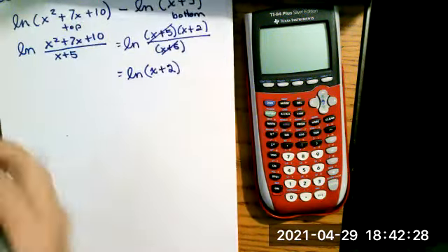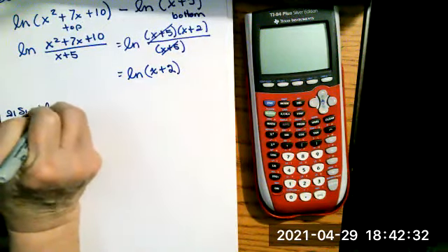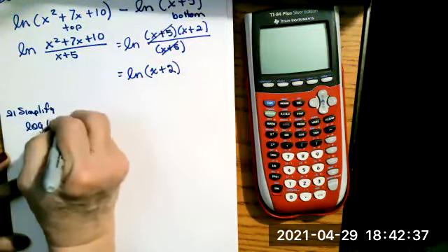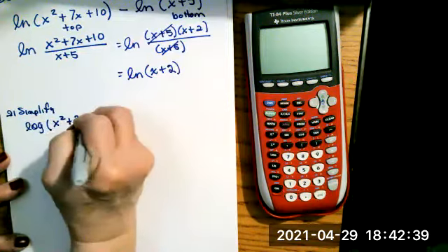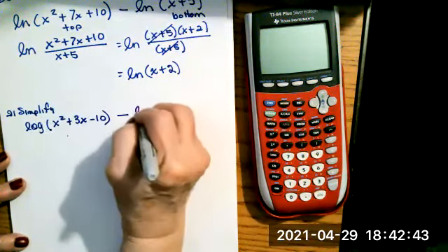Okay, 21 is just like that one. It says simplify. And they give you log, and it has a trinomial here. And it has a minus, so that means this other one's going to be on the bottom.